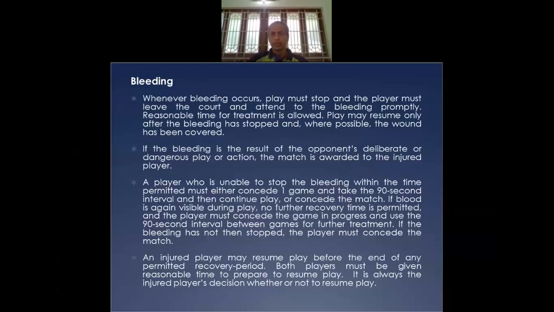An injured player may resume play before the end of any recovery period. Right? He can start earlier also. That happens mostly in contributed cases where he is entitled to 15 minutes. He might come back in 4 or 5 minutes, and they are given sufficient time to prepare to resume, be it preparing the attire or equipment or going in with the ball. They're given sufficient time.